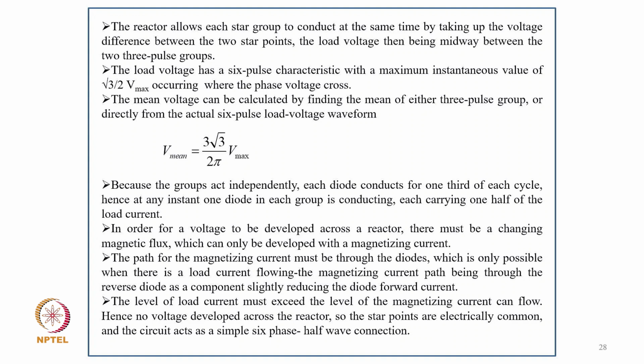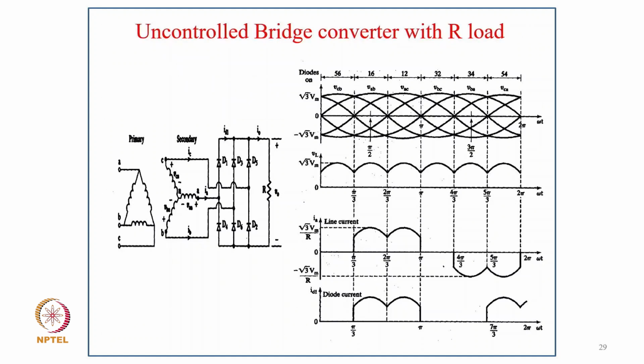So in order for a voltage to be developed across the reactor, there must be changing magnetic flux, which can only be developed with the magnetizing current, and the path for the magnetizing current must be through the diode, which is only possible when there is a load current flowing, the magnetizing current path being through the reverse diode as a component, slightly reducing the diode forward current. The level of load current must exceed the level of magnetizing current, otherwise no voltage develops across the reactor. So the star points are electrically common, and the circuit acts as a simple 6-phase half-wave connection.